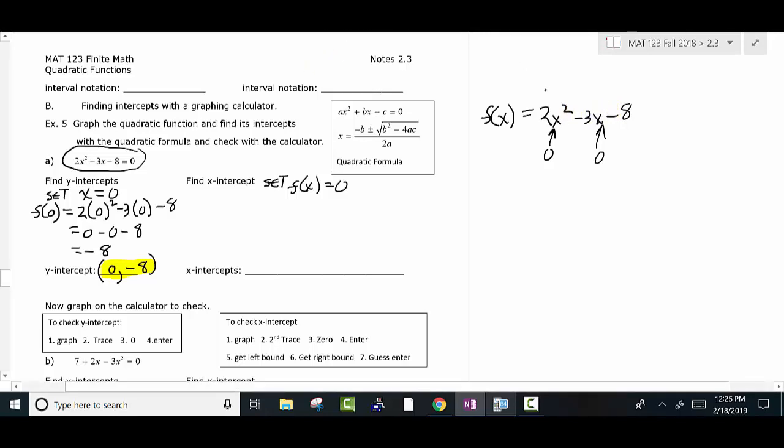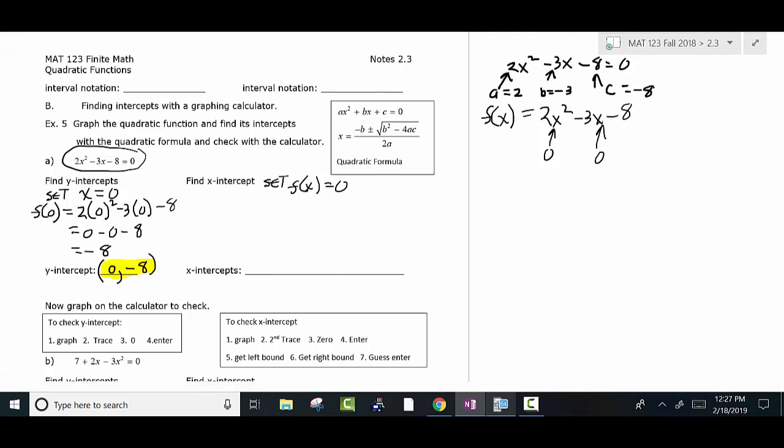So basically, in this problem, we have the equation 2x squared minus 3x minus 8. So you got to know what everything means. A is going to be the number in front of x squared, so that's 2. B is the number in front of x, so that's negative 3. And then C is the other number, so that's negative 8. Okay? And I've written down the quadratic formula, so we're going to plug into this. So here's the quadratic formula that'll solve the quadratic equation if you can't factor it.